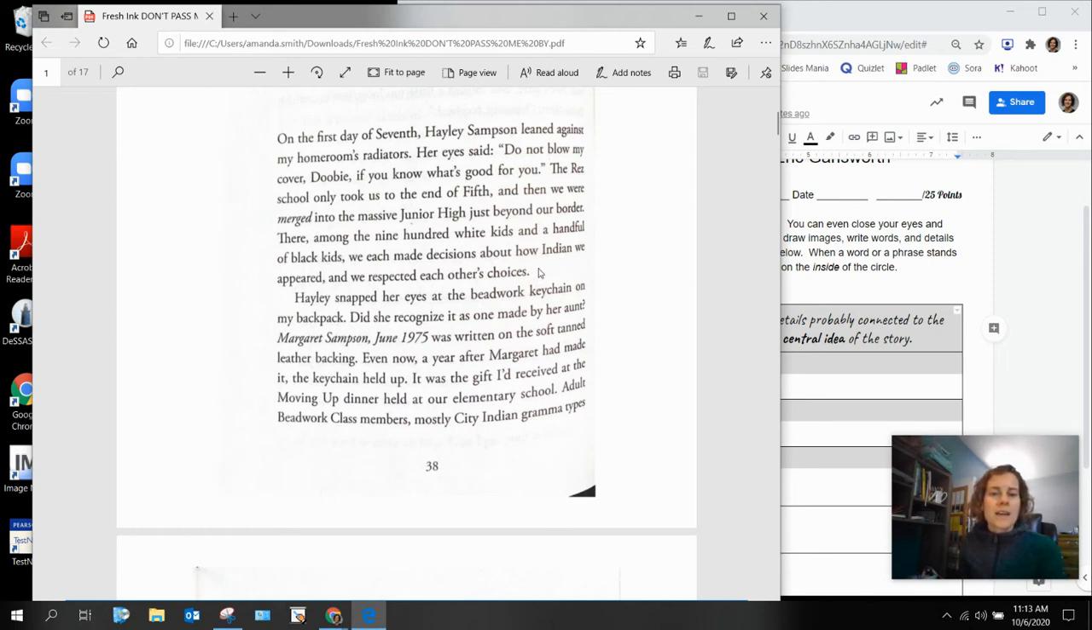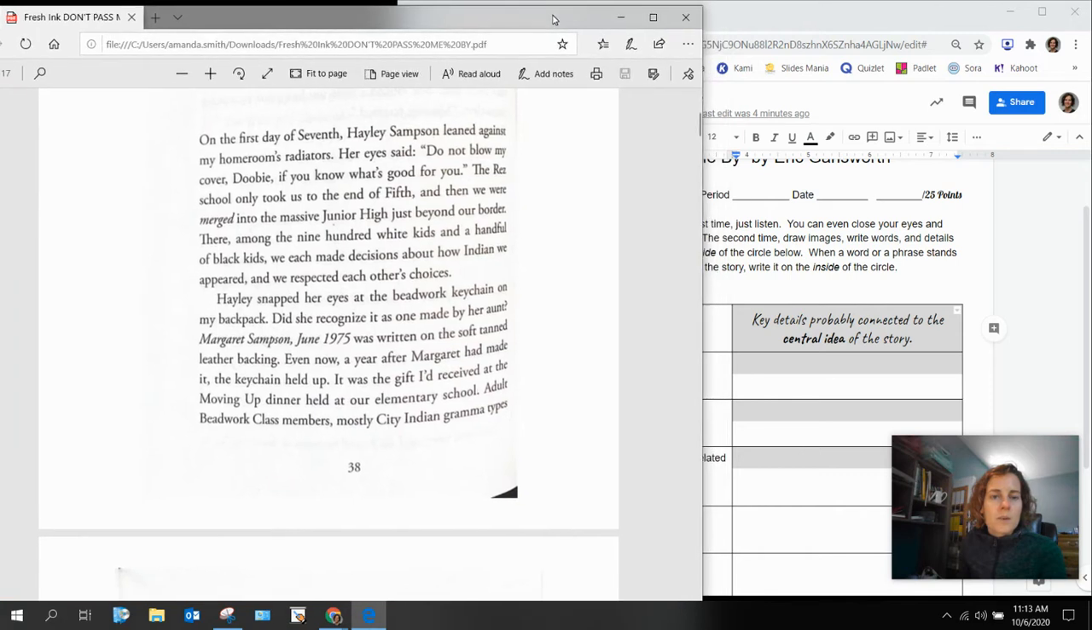Haley snapped her eyes at the beadwork keychain on my backpack. Did she recognize it as one made by her aunt? Margaret Sampson, June 1975, was written on the soft tanned leather backing. Even now, a year after Margaret had made it, the keychain held up. It was the gift I'd received at the moving up dinner held at our elementary school, adult beadwork class members, mostly city Indian grandma types.